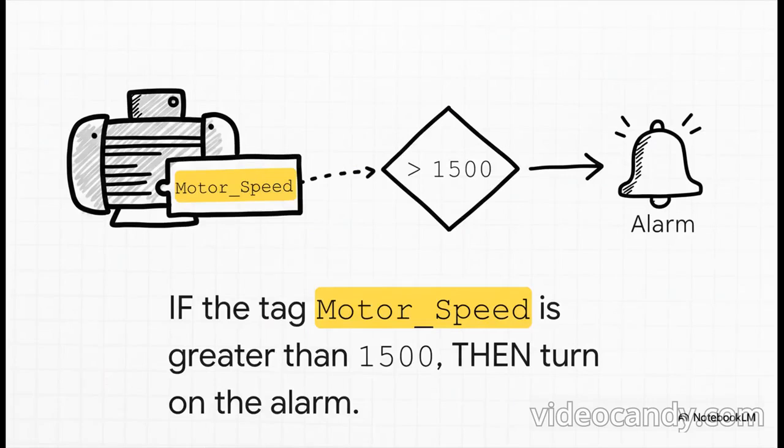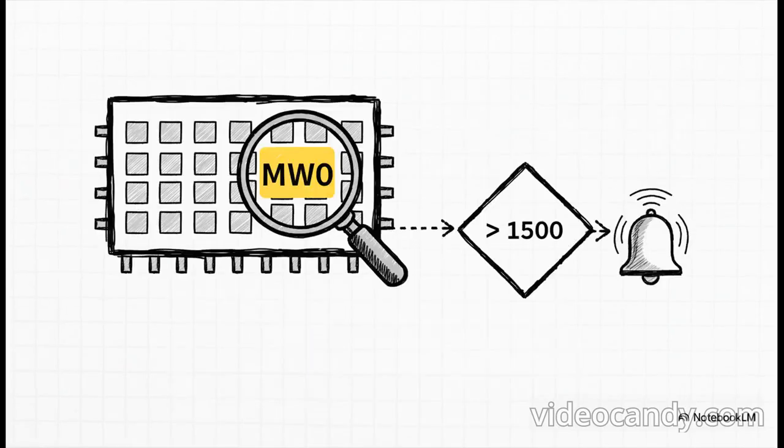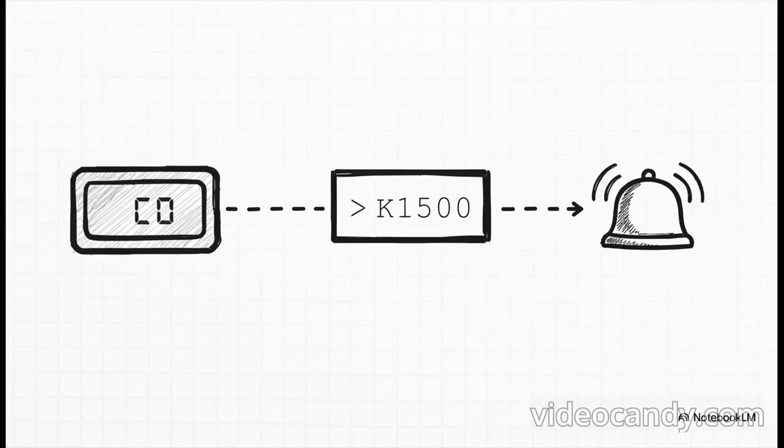So whether you're working in a tag-based Rockwell environment, where you might write a line of logic that says something like, if the tag motor_speed is greater than 1500, then turn on the alarm. Or maybe you jump over to a Siemens environment, where you're using a direct memory address like MW0 instead of a tag name. Or even in a Mitsubishi PLC, which uses its own syntax, the underlying logic is identical. You sense a value, you compare it to a set point, and then you act on the result. This is the universal language of automation.